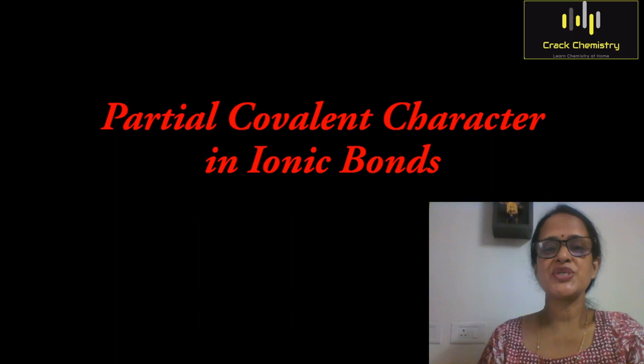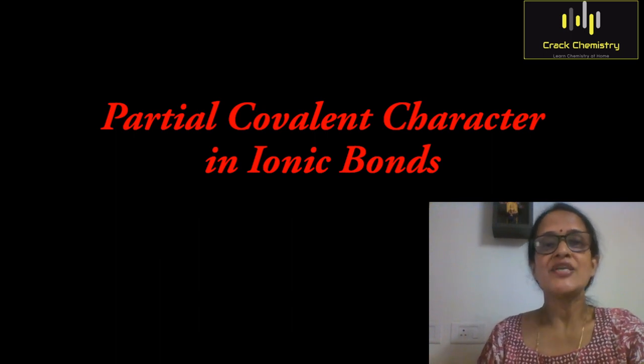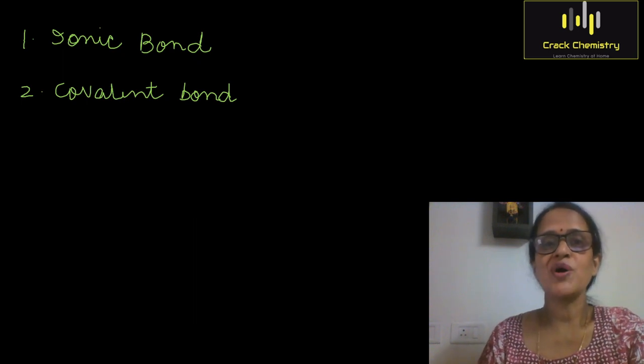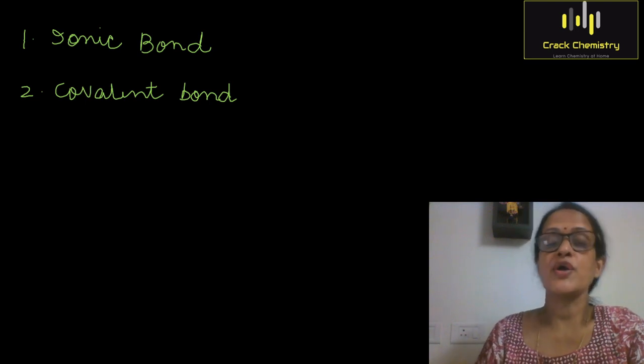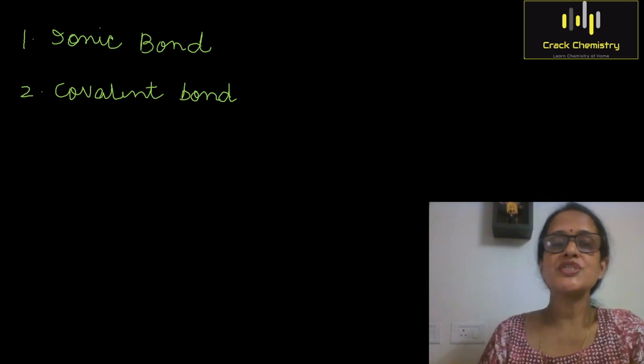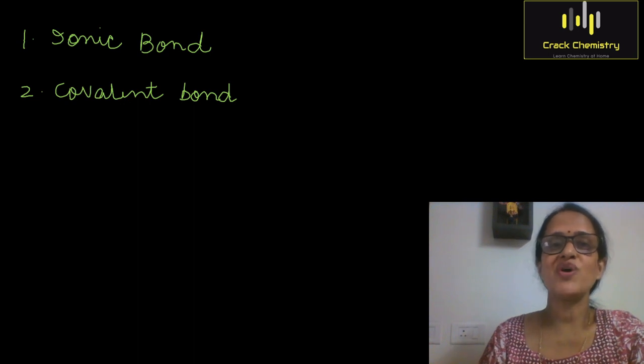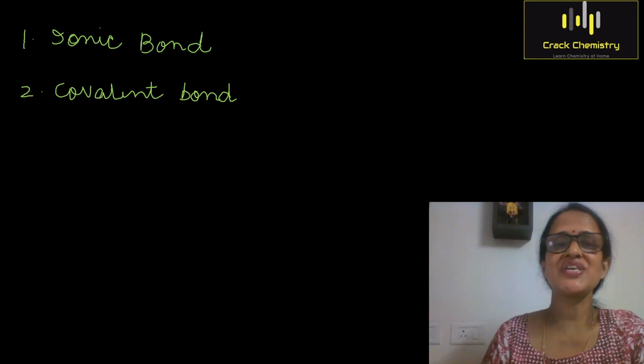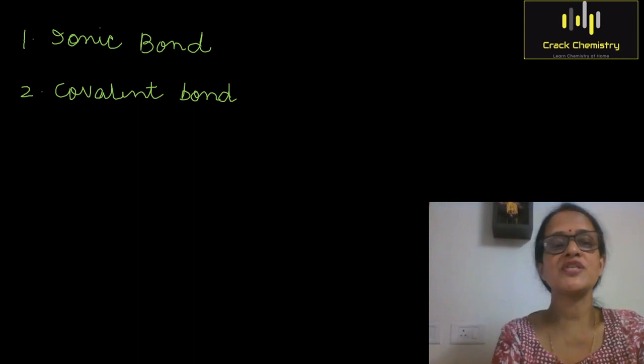Our topic is partial covalent character in ionic bonds. Children, you must be knowing that there are two main types of bonds, called ionic bond and covalent bond. An ionic bond is formed by the loss and gain of electrons between metal atoms and non-metal atoms. A metal atom loses one or more electrons and forms a positive ion. This positively charged ion is called a cation, and the non-metal atom gains one or more electrons and forms a negatively charged ion. And another type of bond is the covalent bond.